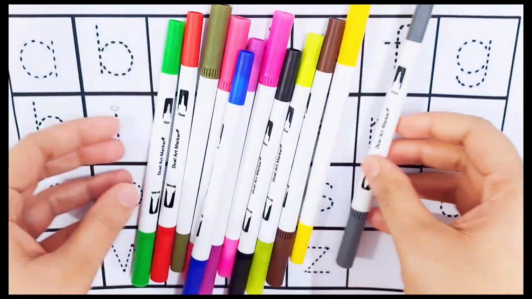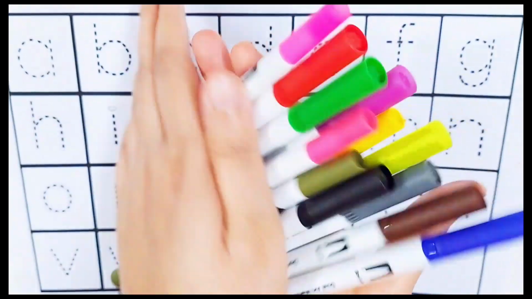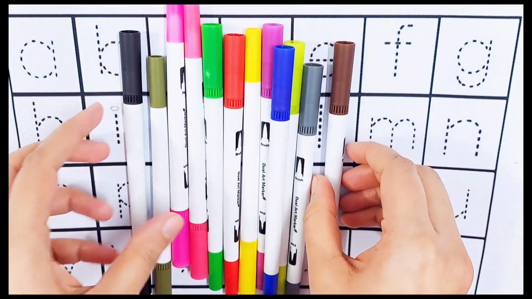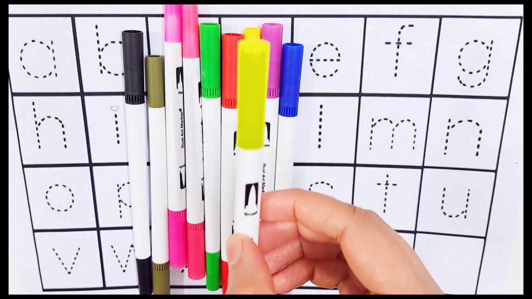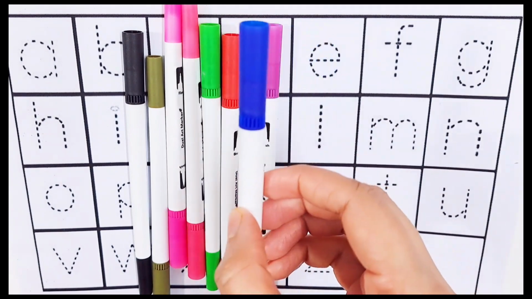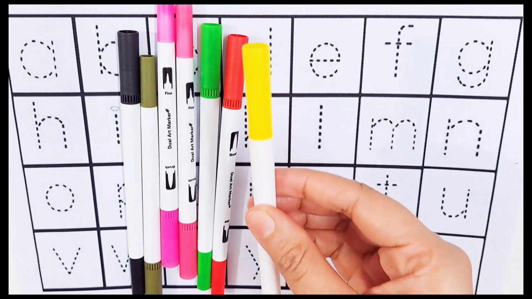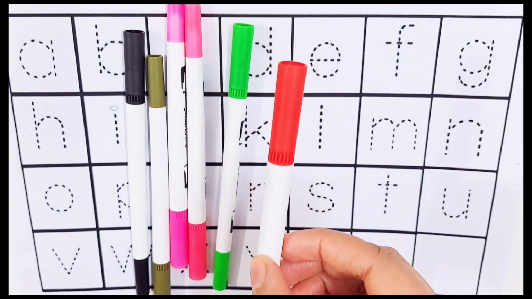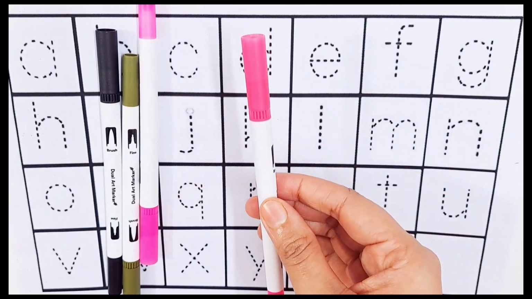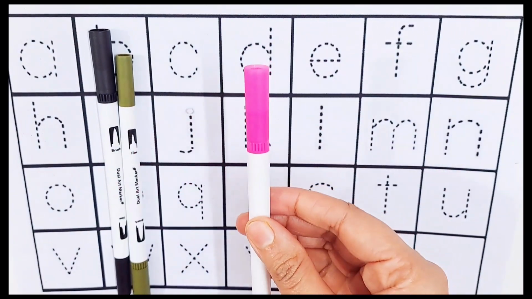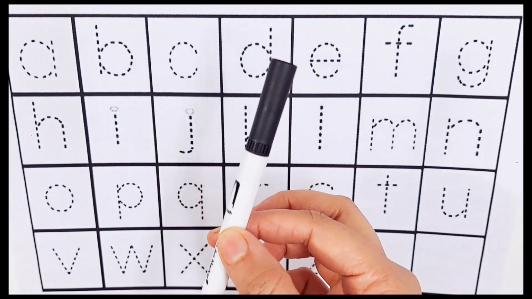Let's learn some colors name. Brown color, gray color, lime color, dark blue color, violet color, yellow color, red color, green color, pink color, purple color, olive color, black color.